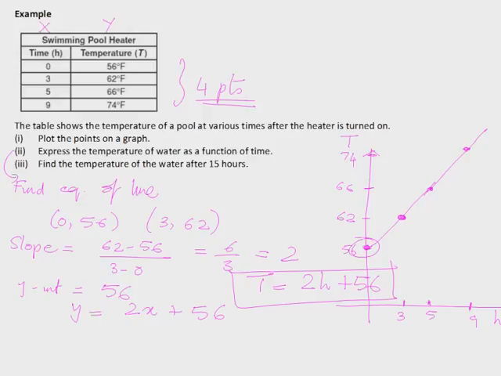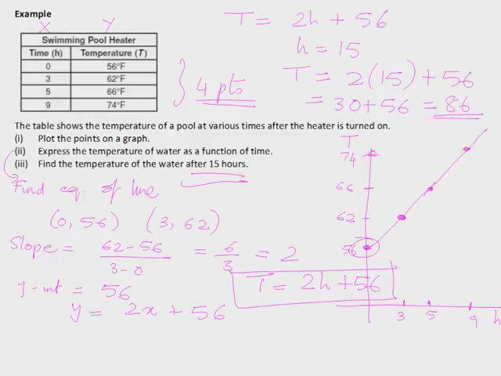That's the equation. Find the temperature of the water after 15 hours. So I have my equation. T is equal to 2h plus 56. They want the temperature after 15 hours. So h is 15. So when h is 15, they want to know what's T. So plug in 15 for h. That's 30 plus 56. That's 86 degrees Fahrenheit. So the temperature after 15 hours will be 86 degrees Fahrenheit.